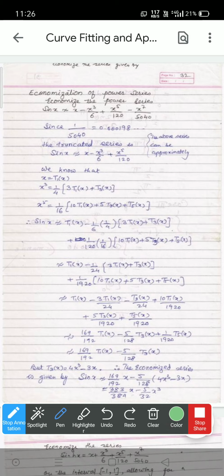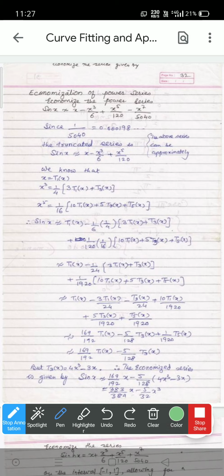T1(x) minus, 6 into 4 is equal to 24, this is 3 T1(x) + T3(x), plus, 120 into 16 is equal to 1920, into 10 T1(x) + 5 T3(x) + T5(x). So this is T1(x). Now we will multiply: 3 by 24 T1(x) minus T3(x) divided by 24, plus 10 T1(x) divided by 1920. Multiplication of this is this and multiplication of this term is this.